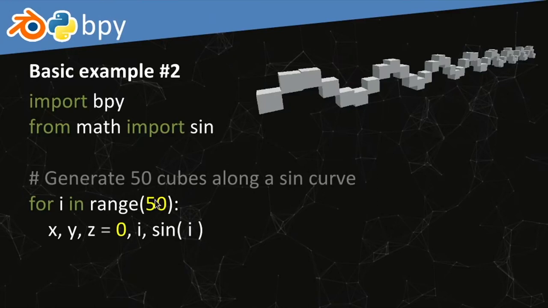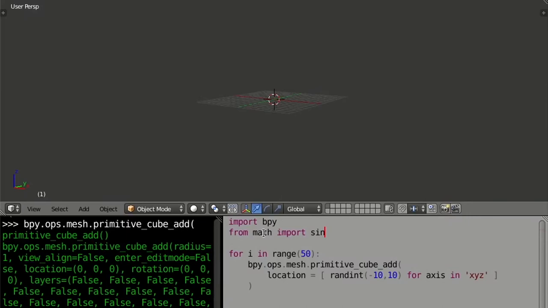And then, again, we have 50 cubes, but this time I'm going to give the x, y, z values. So all the cubes are going to have an x value of 0 and a y value of i, which is the current iteration number. And the z, which is the height in Blender, the z axis is the height axis, is going to be the sine value of that i that we are currently iterating over. Okay, so let's try that.